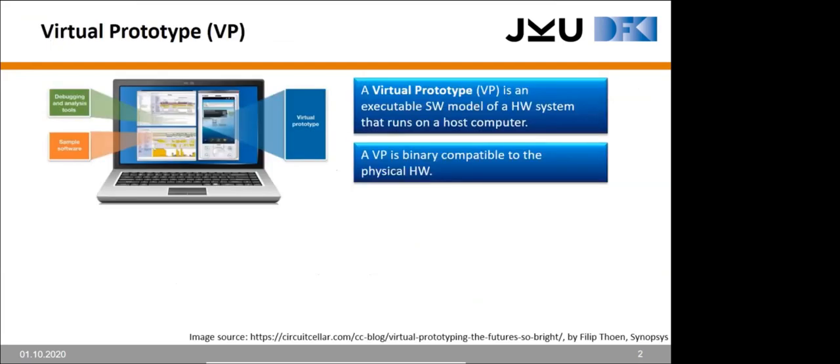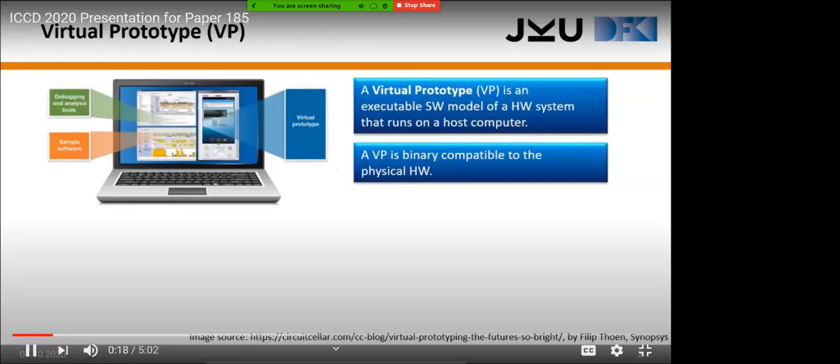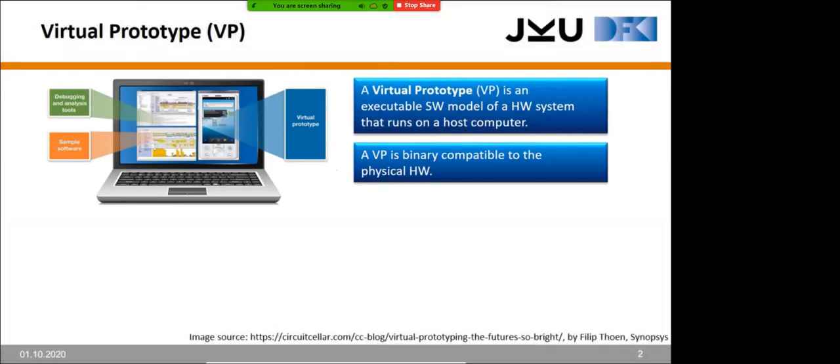I want to start with a brief motivation on virtual prototyping. A virtual prototype, or just VP in short, is essentially an executable, abstract software model of the entire hardware platform. VPs are leveraged for early software development and other system-level use cases in the design flow. A key feature of the VP is that the VP is binary compatible with the real hardware platform. That means the same software binary can be executed on the VP and the real hardware platform without any modifications.